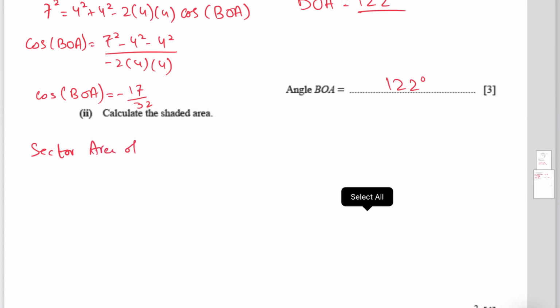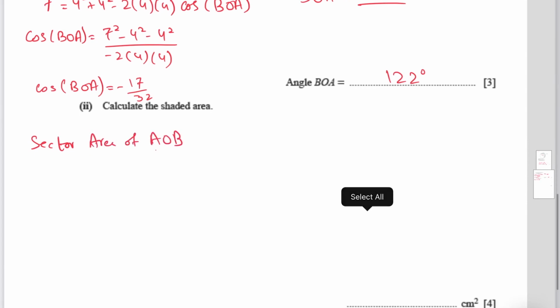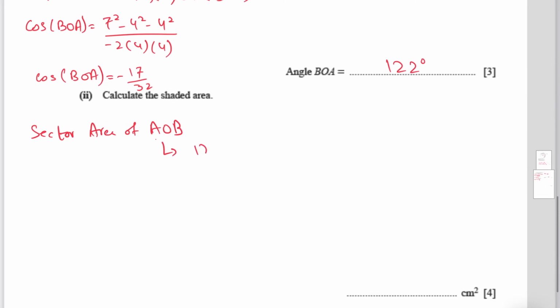The sector area of AOB is going to be 122 over 360, because that's the angle that this represents, times pi r squared, so you do 3.142 times the radius squared. Let's see what we get. We do 122 divided by 360 times 3.142 times 16, and we end up at 17.04 centimeters squared, I think.